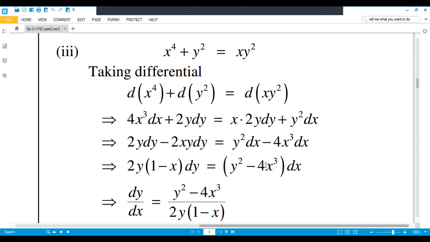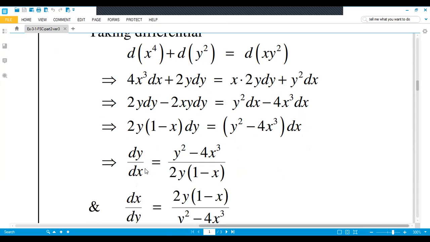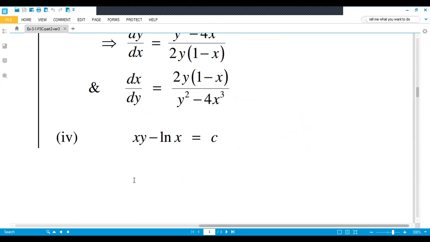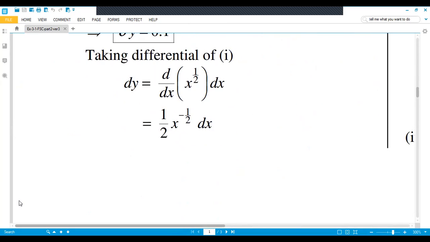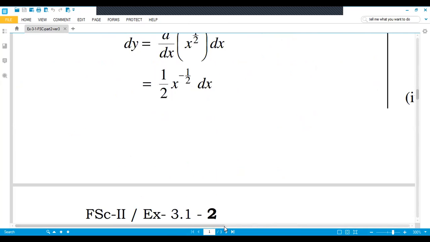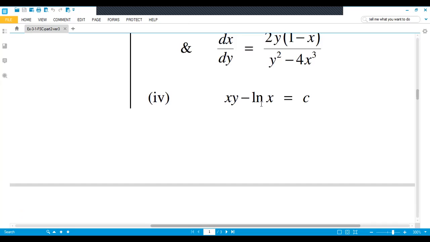So here 2y into dy is common, you take 2y and dy common, you get 2y into (1 minus x) dy. And here dx is common, you take dx common, dx multiply here, shifted to the other side, divide this value; multiply with dy, shifted to this side, divide. And you write the reciprocal of this equation, so you get the required result, which is given in the question, to find dy by dx and dx by dy. Come to the fourth part. In the fourth part, if you check, you are given xy minus natural log of x equal to c.